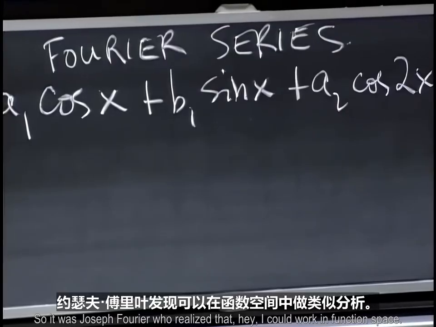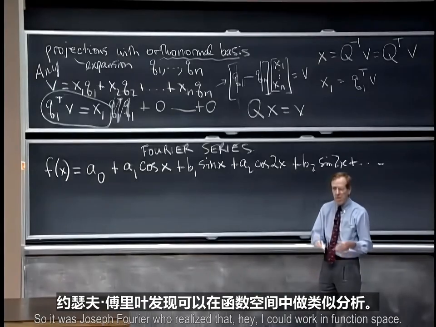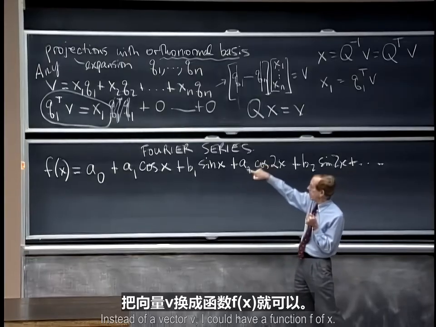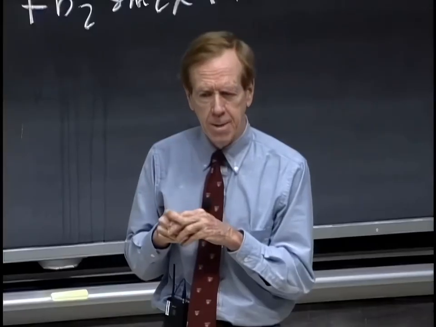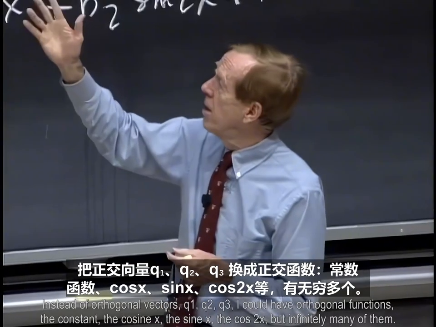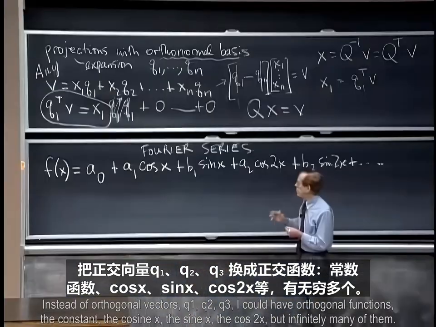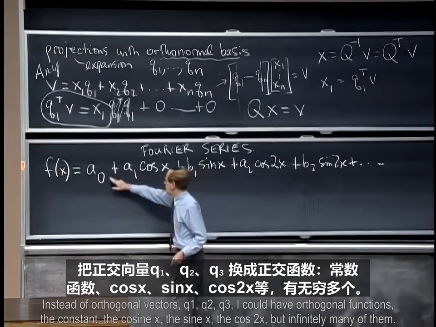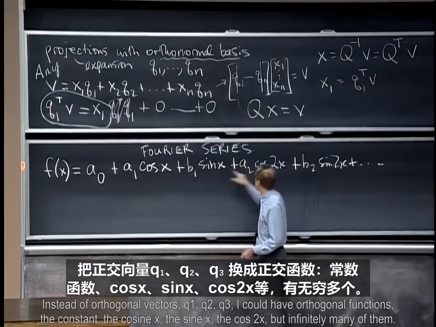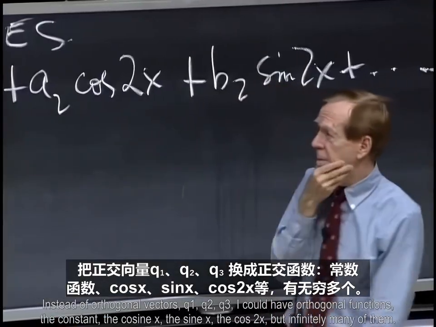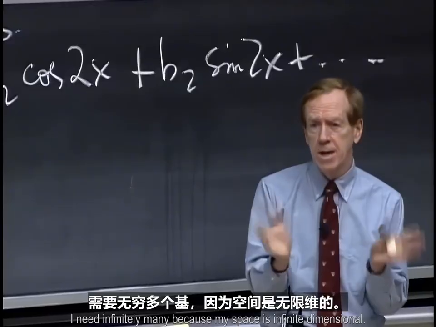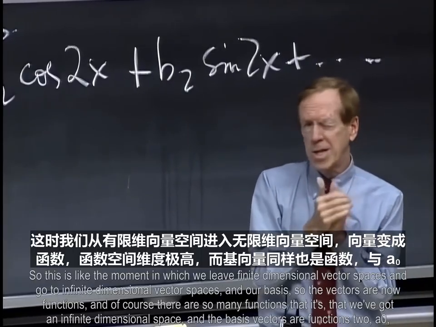So it was Joseph Fourier who realized that, hey, I could work in function space. Instead of a vector v, I could have a function f of x. Instead of orthogonal vectors, q1, q2, q3, I could have orthogonal functions, the constant, the cosine x, the sine x, the cos 2x, but infinitely many of them. I need infinitely many because my space is infinite dimensional.